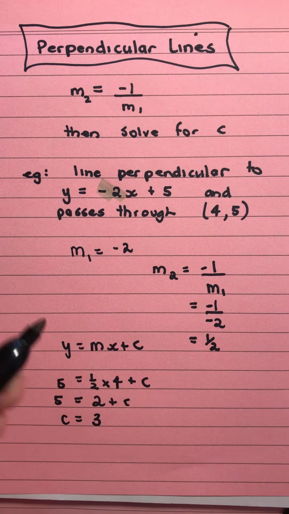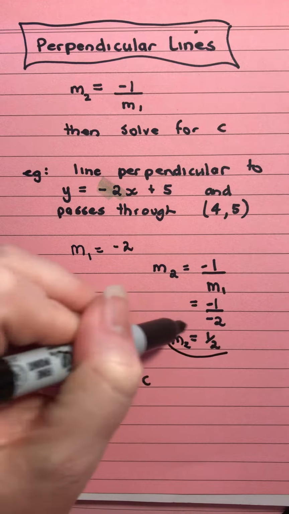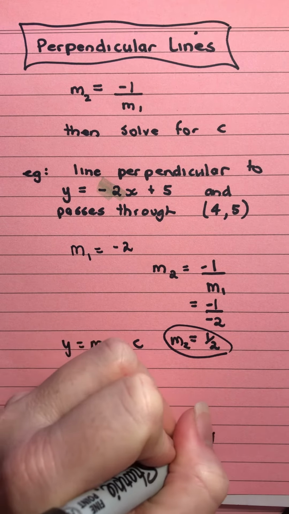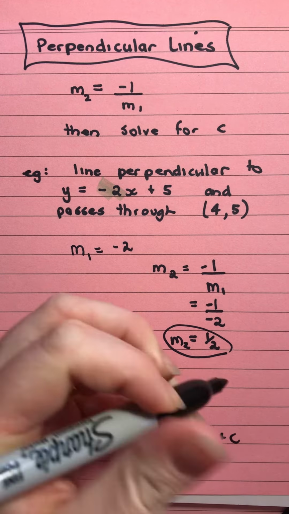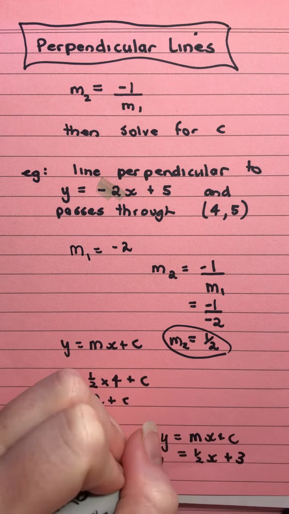Now that I've got my m2, I've got my c, I can write my y equals mx plus c, and I can put those values in. So I've got y equals a half x plus 3.